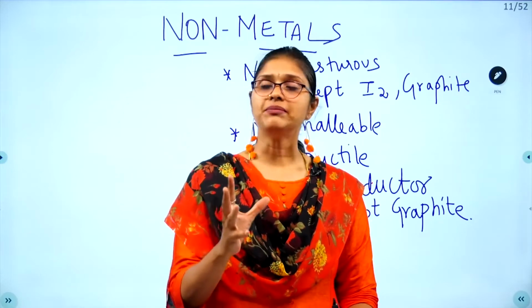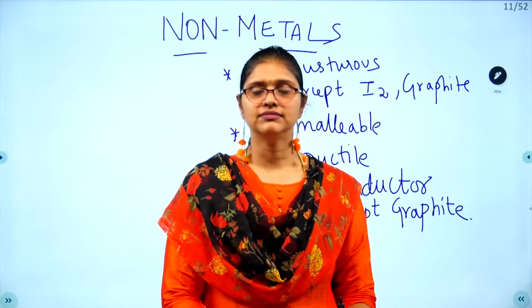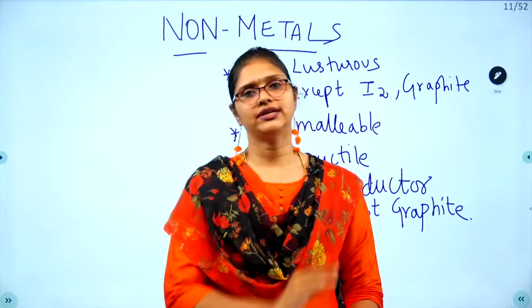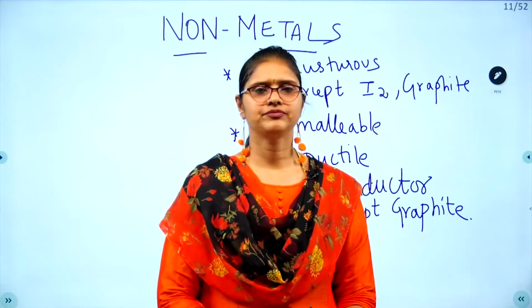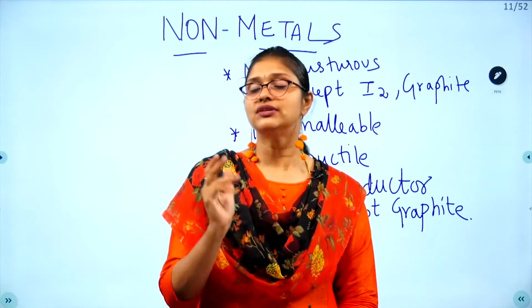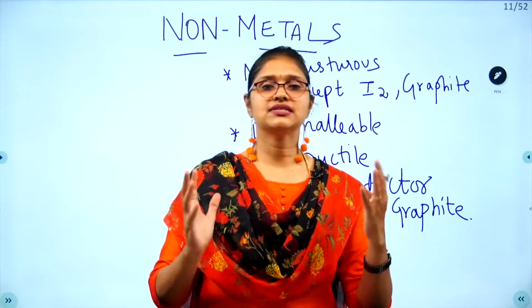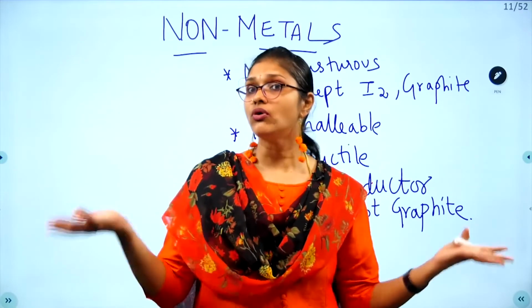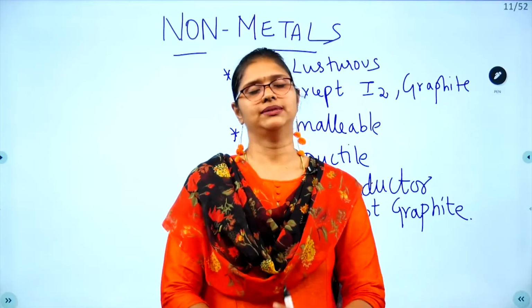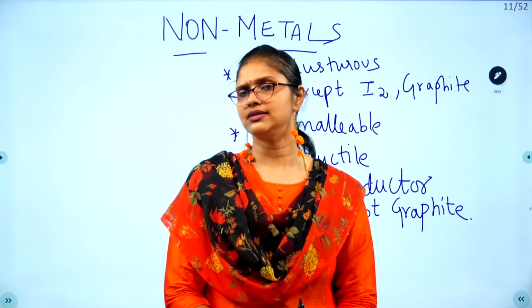But diamond is a bad conductor, whereas graphite is a good conductor. It's very, very important to know this. So diamond is a bad conductor, whereas graphite is a good conductor, but both of them are made up of carbon. So why is diamond a bad conductor?